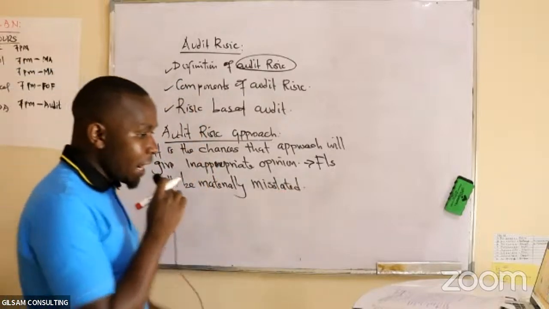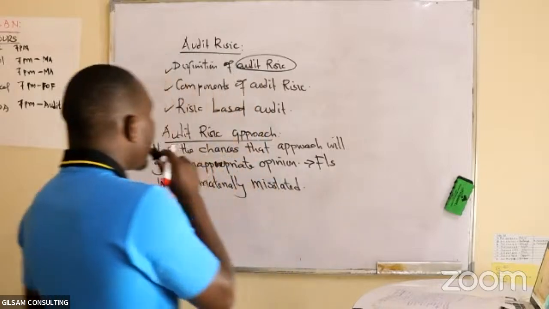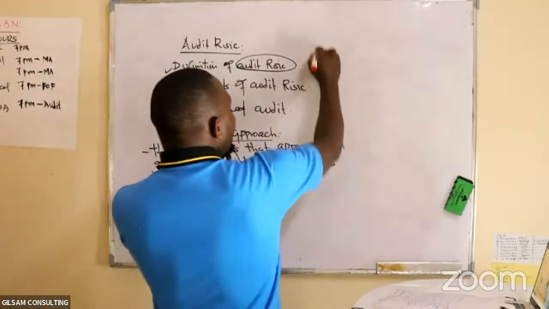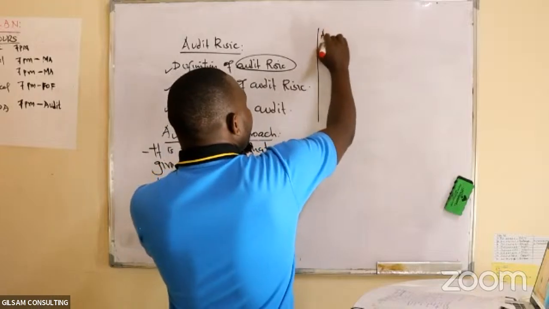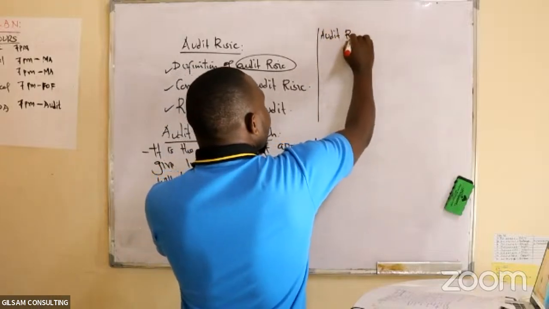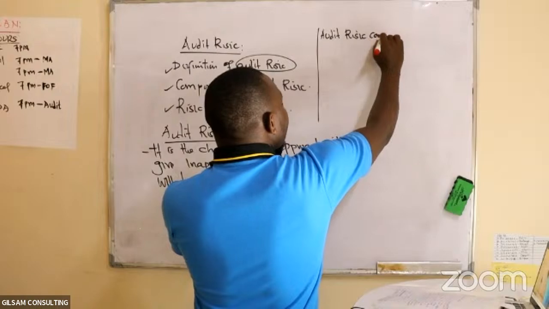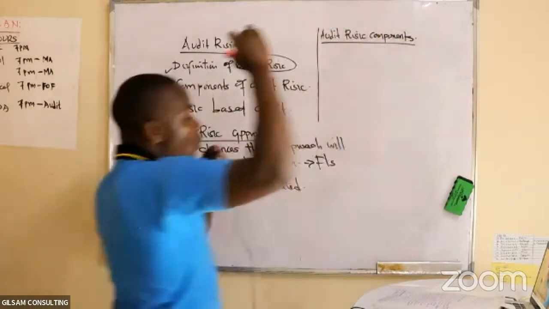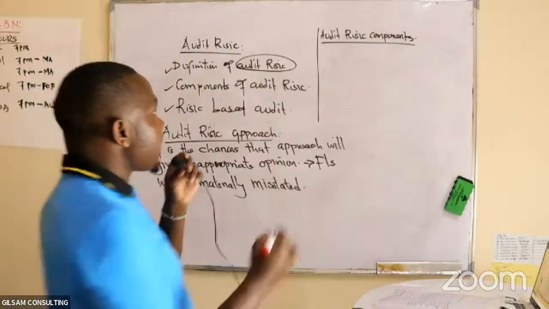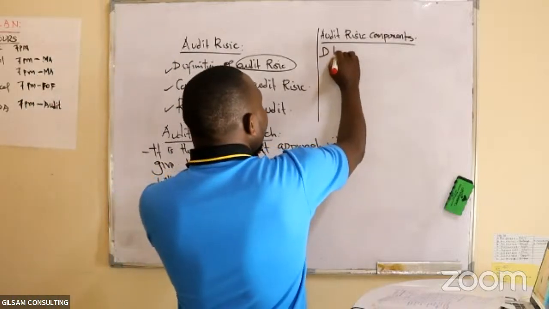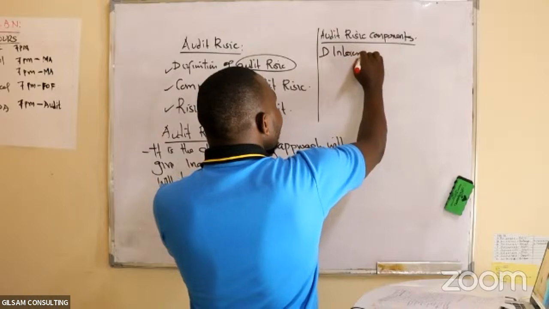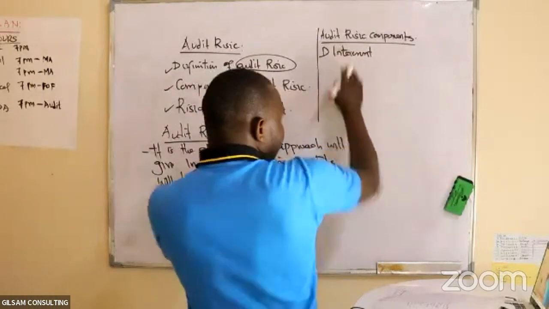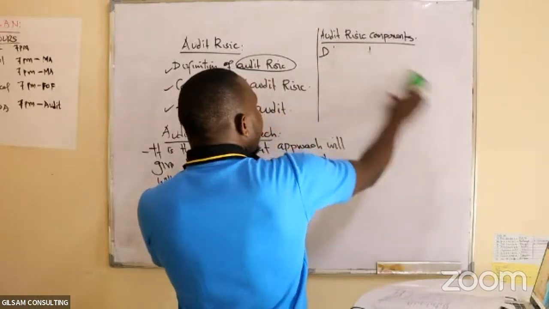And then now we have the audit risk components. Audit risk components. Number one, we have the inherent risk.